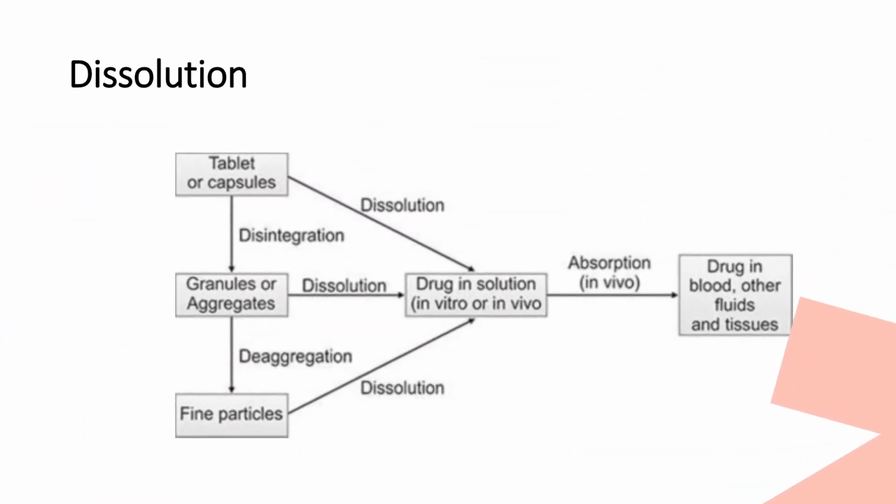So in this diagram, you can understand that when we take any tablet or capsule, it first disintegrates into granules or aggregates. These granules and aggregates further decompose into finer particles. So ultimately we have the fine particles. Now these fine particles, once the disintegration is complete, undergo the process of dissolution.